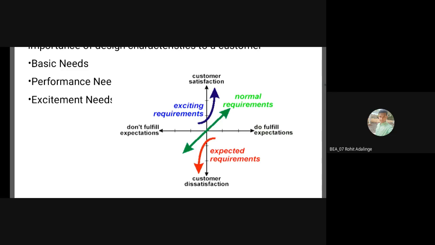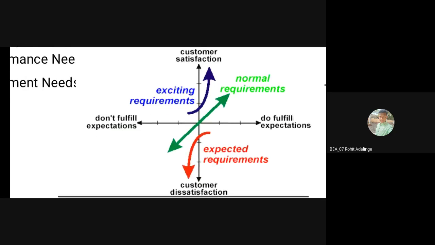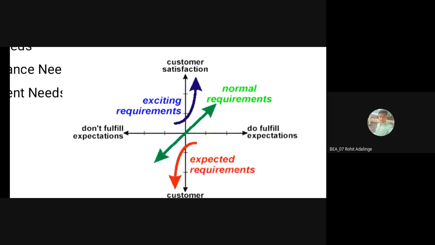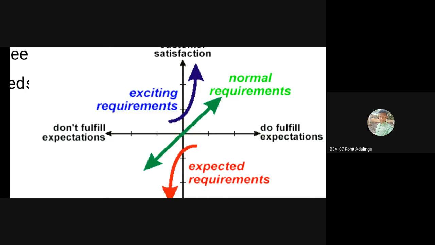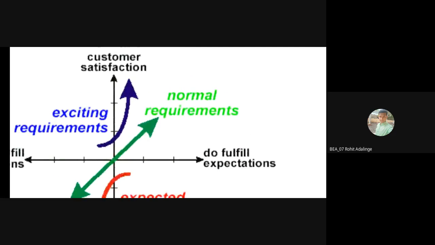Now, as per the relation between customer and industrial organization or supplier, if you see here, there are two graphs. The horizontal x-axis shows the fulfillment and the vertical axis shows the customer satisfaction. The upper, first quadrant is the normal requirement. The first quadrant shows, for example, do fulfill expectations. Suppose there are some expectations of the customer, and if you are fulfilling that expectation, definitely customer satisfaction will be there, and we can say this is a normal requirement of the customer.